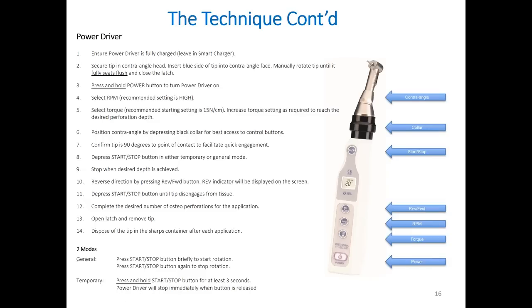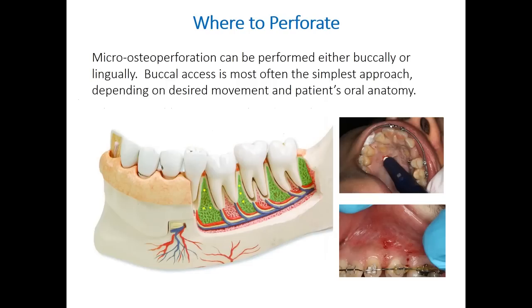All right, so now the power driver, which is a little newer, needs to be charged, so you're going to charge it. Obviously, you're going to secure the tip in the contra angle head, so you'll be purchasing the tips, okay? And so once you have that in, now you're ready, and you press and hold the power button to turn it on. Select the RPM. The recommended setting is high, which is the 45 RPM. Now, you'll select your torque, okay? The recommended setting is 15 Newton centimeters. You can increase your torque setting as required to reach a desired perforation depth. If you would like to go a little deeper, you raise the torque setting a slight amount.